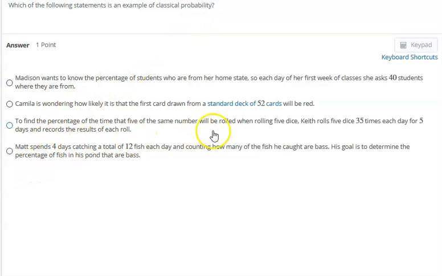All right, so you're going to have to take a moment, read these carefully, and see which one you would pick. Well, the one that would be classical would be where you have a mathematical number like picking something out of a deck of cards. So it looks like this one. Now these others, you're collecting data, and from that data, you are working probability, and that is empirical probability. All right, let's go on.